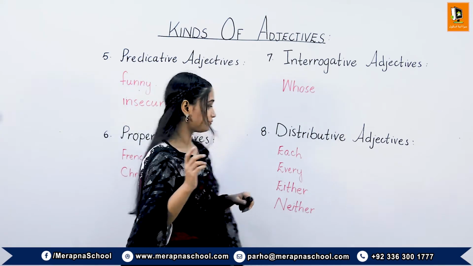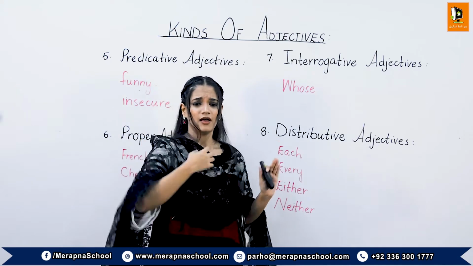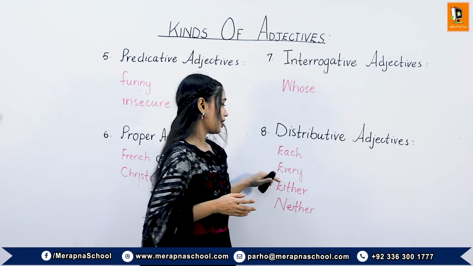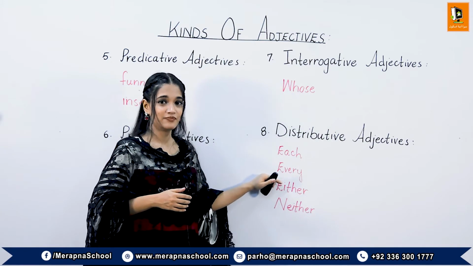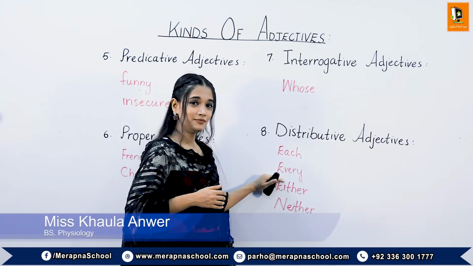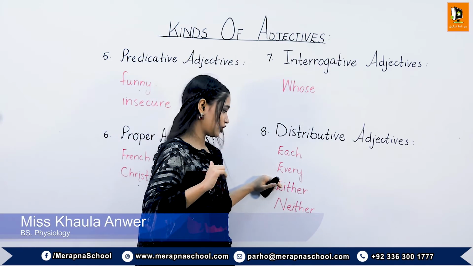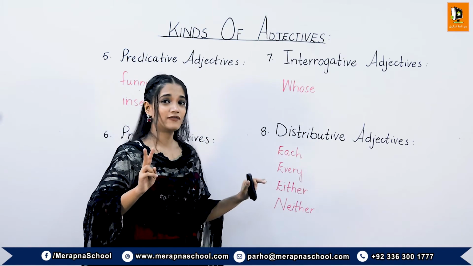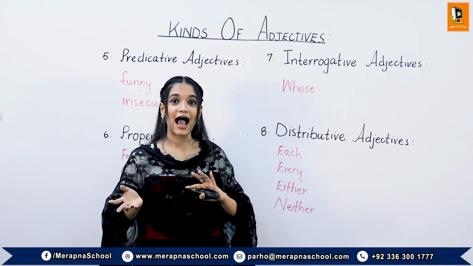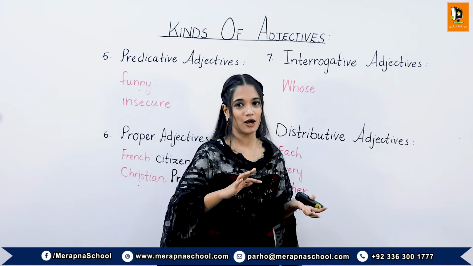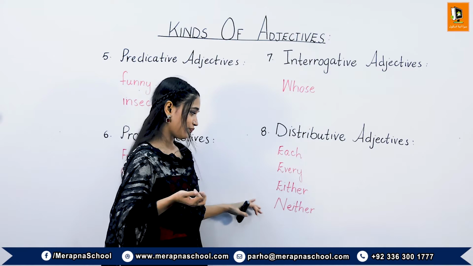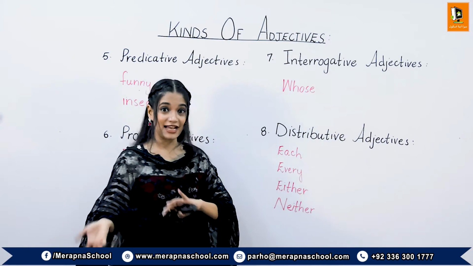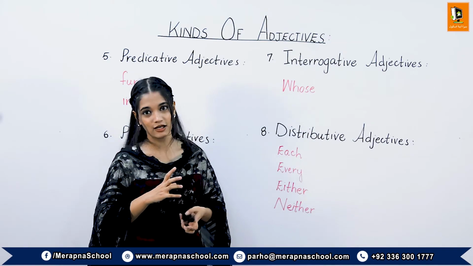For example, I gave the candy to each of the children. For the example of every, I have given the candy to every child. For the example of either, between the two boys, either will be selected for the final competition. For the example of neither, between the two boys, neither will be selected for the final competition.